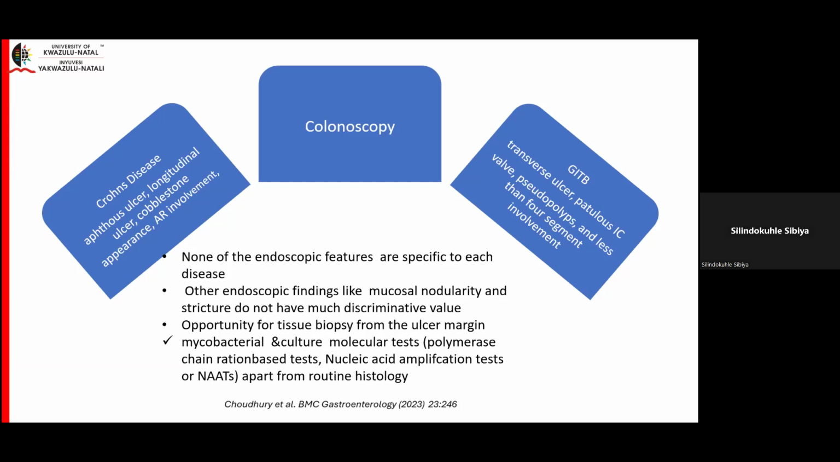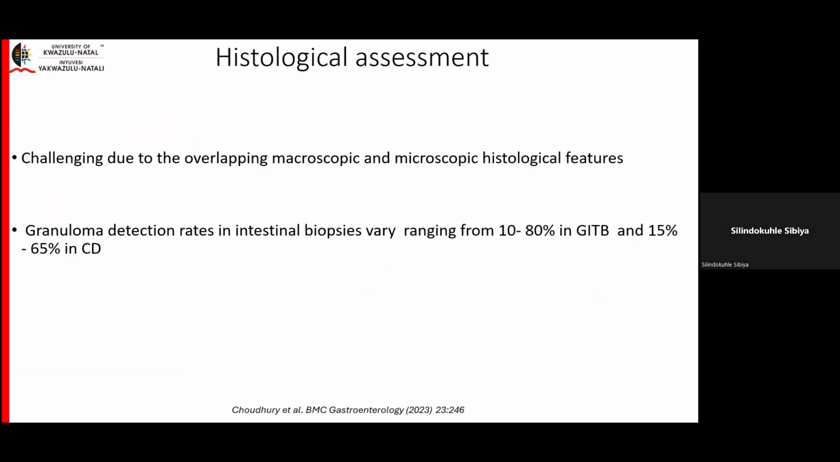and this should be sent for mycobacterial culture and molecular testing using PCR, apart from routine histology, which is what we generally will send the specimens for. Histopathological assessment is challenging due to overlapping macroscopic and microscopic histological features, and granuloma detection rates in intestinal biopsies vary, ranging from 10 to 80% in GIT TB and 15 to 65% in Crohn's disease.